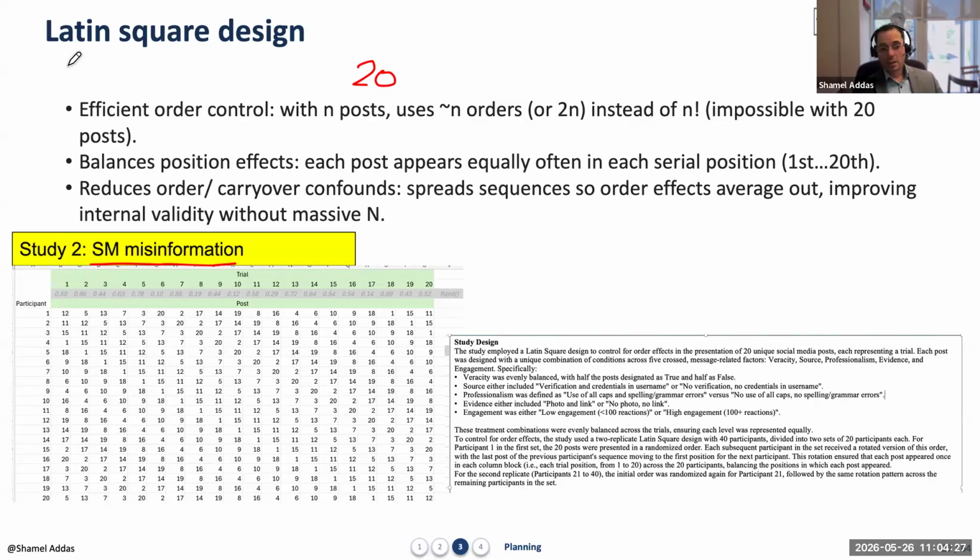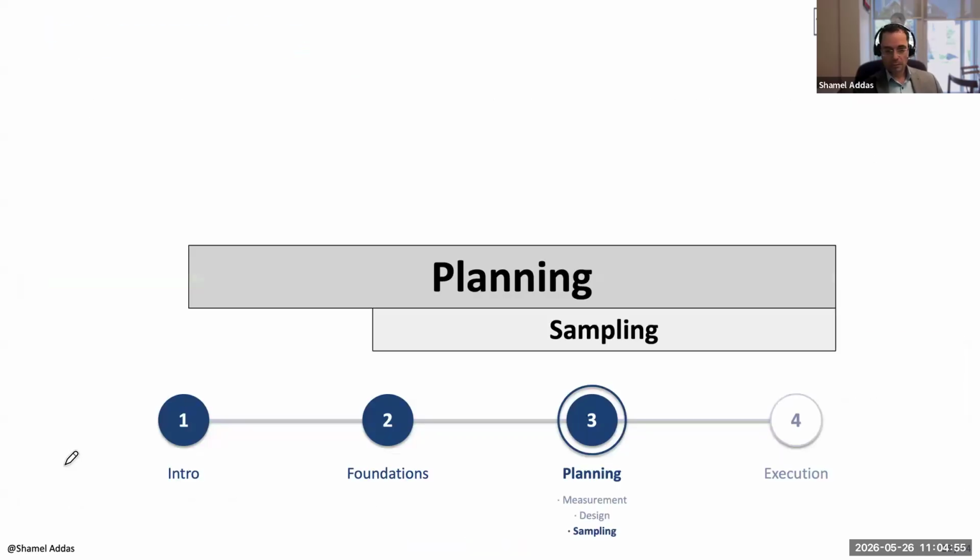So when this becomes prohibitive, one thing you could do, which is what we actually did in this study, is we did a Latin square design. So we're not going to show every possible combination of order, but we're going to rotate so that every post takes each position once. So this is what you can see here. We have 20 participants and 20 posts.